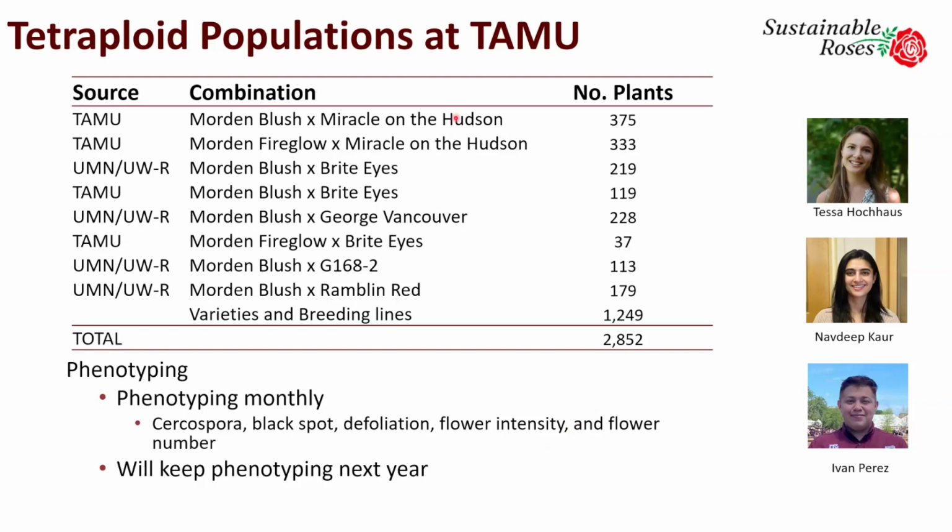And what I show you here are the various biparental populations and a collection of varieties and breeding lines that we have in the field. It's about 2,000 to 3,000 lines or rose bushes out there that are phenotyped monthly for Cercospora leaf spot, black spot disease, defoliation, flower intensity, and flower number. And again, all of this within the context of the Sustainable Roses Project. And we'll keep phenotyping this material every year, monthly, to get a better feel for the level of disease resistance that these materials have.